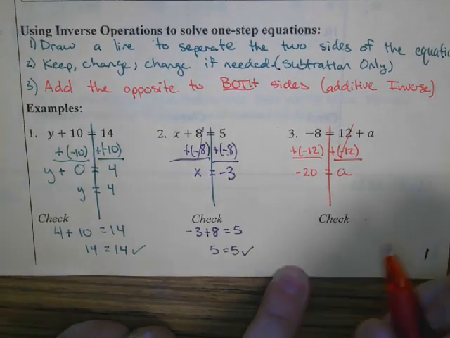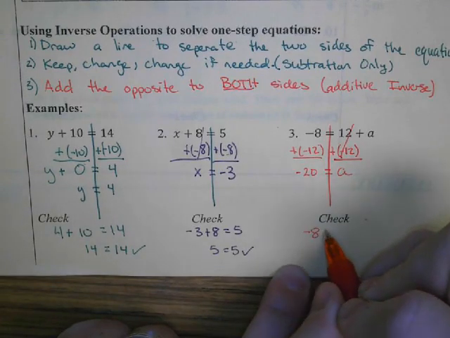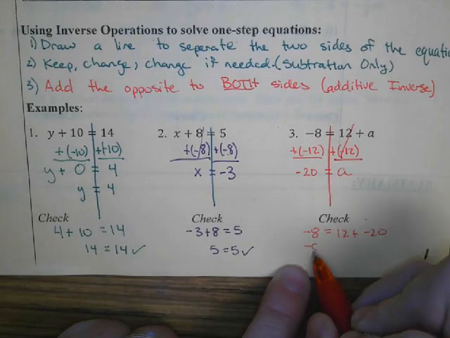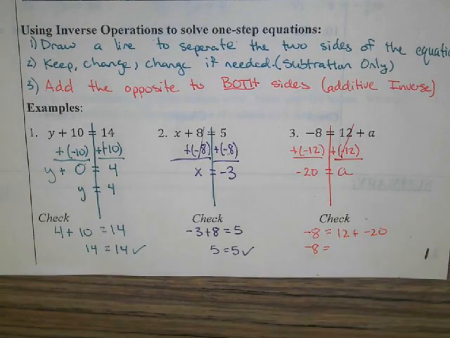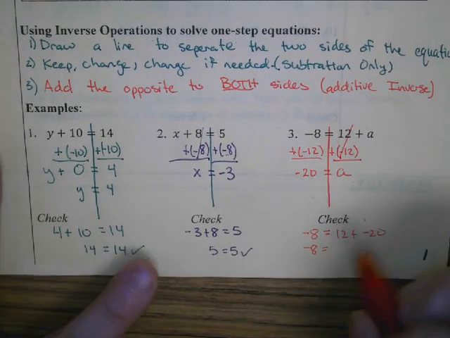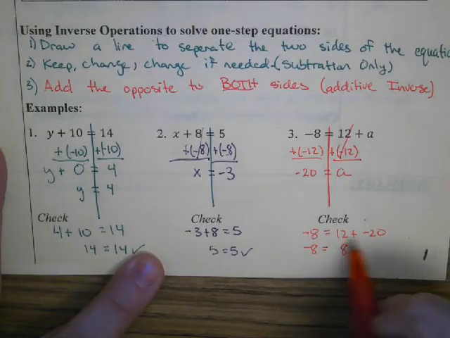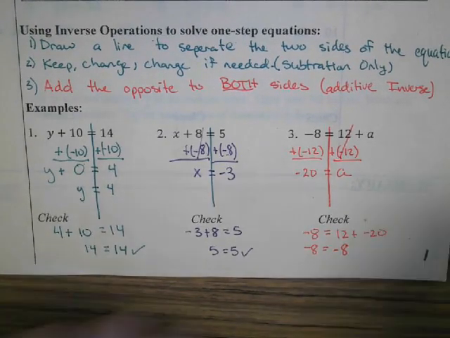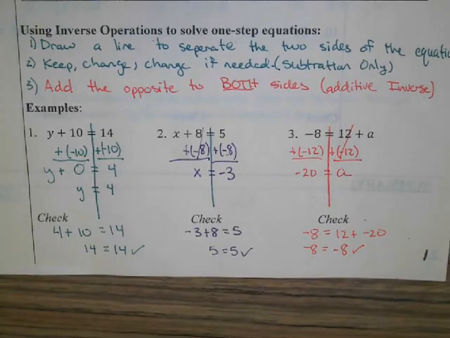Now let's plug in and check our work. -8 equals 12 plus -20. So does -8 equal 12 plus -20? Well, we have different signs. 12 and -20 are different signs, so we'll subtract. We get 8. And then we'll keep the negative from the 20. And we get -8. And so we can say yes.